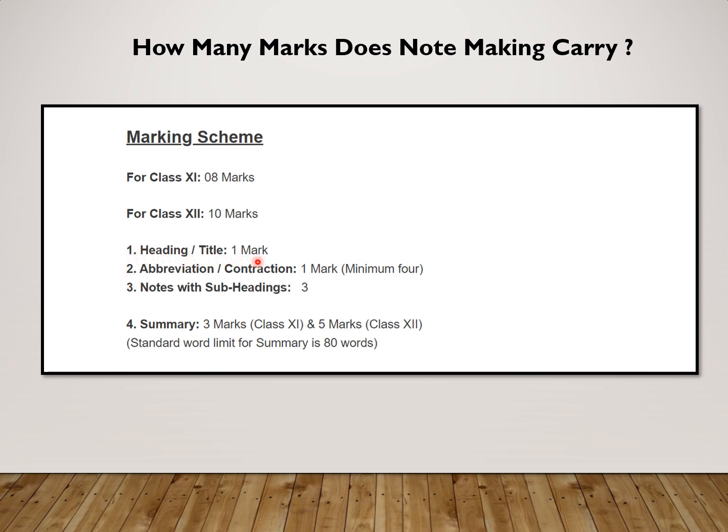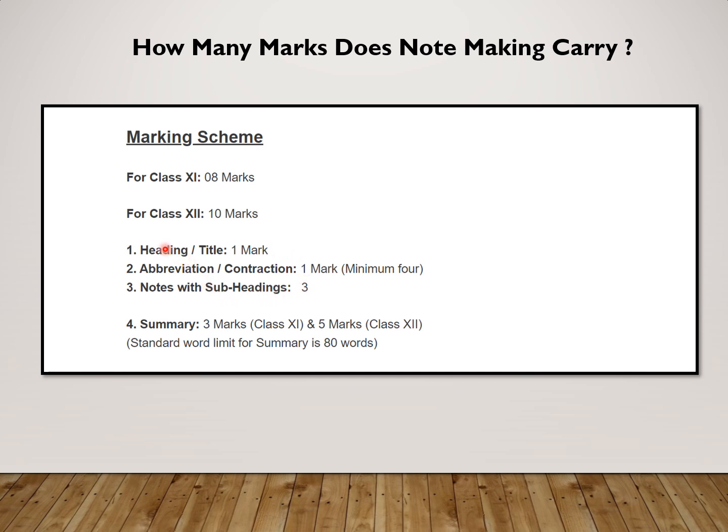The heading is for 1 mark. The abbreviation or the key box or contraction is for 1 mark. You have to give minimum 4, but I would suggest write only 4. We'll go into that detail in the upcoming slides. And the notes with the subheadings are for 3 marks. Fine. So 3 plus 1, 4 plus 1, 5. That is the division of marks when it comes to the note making part.